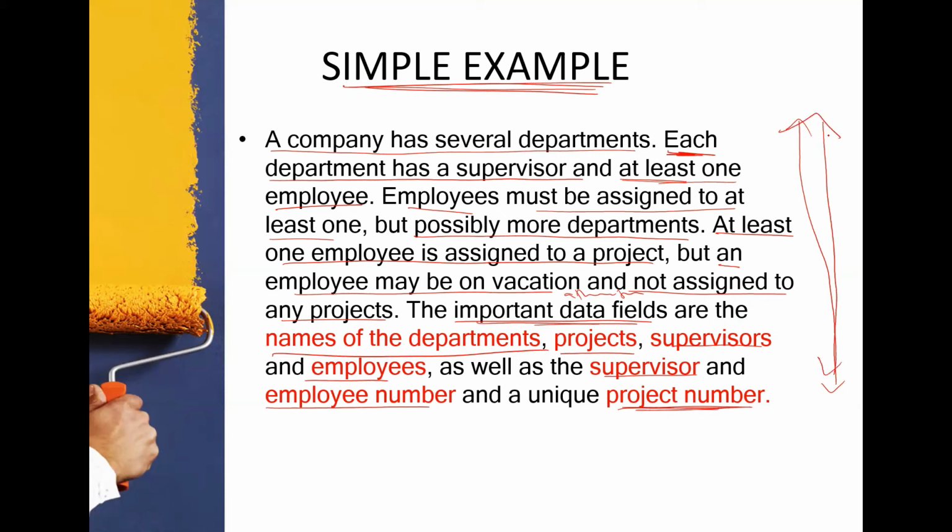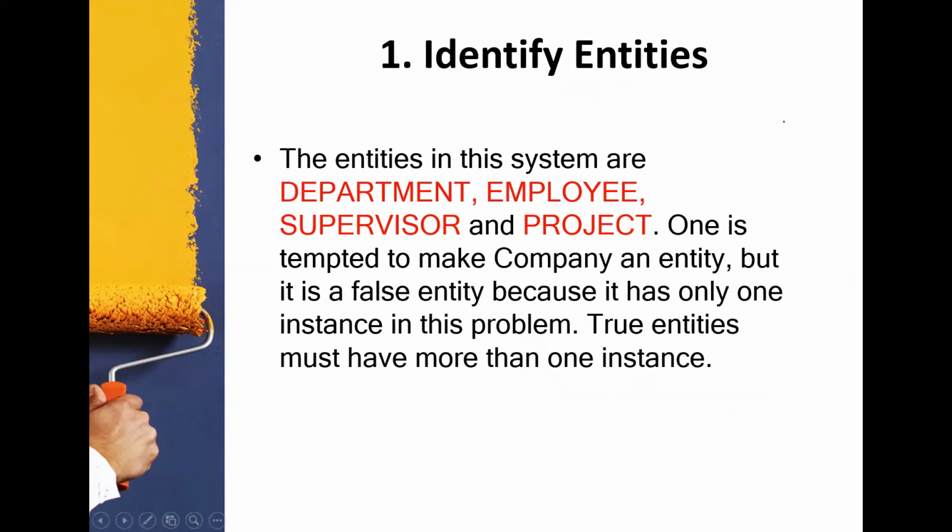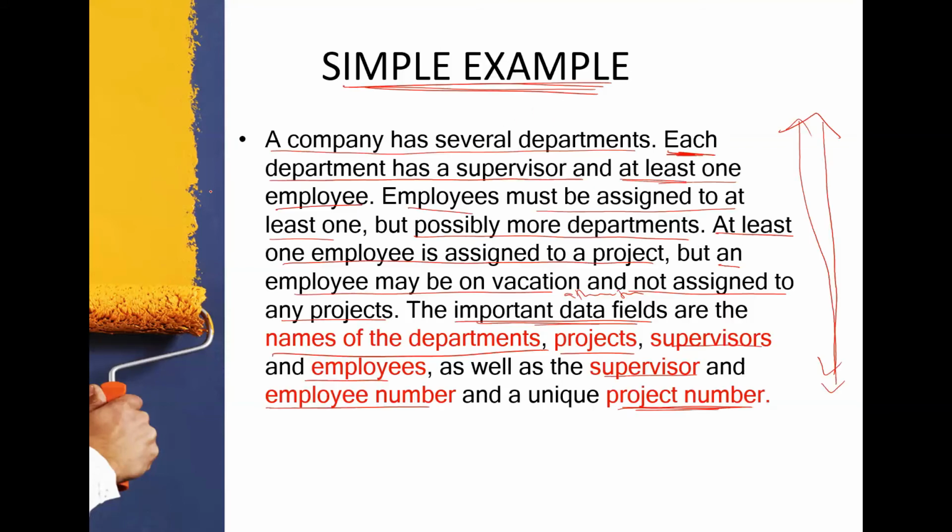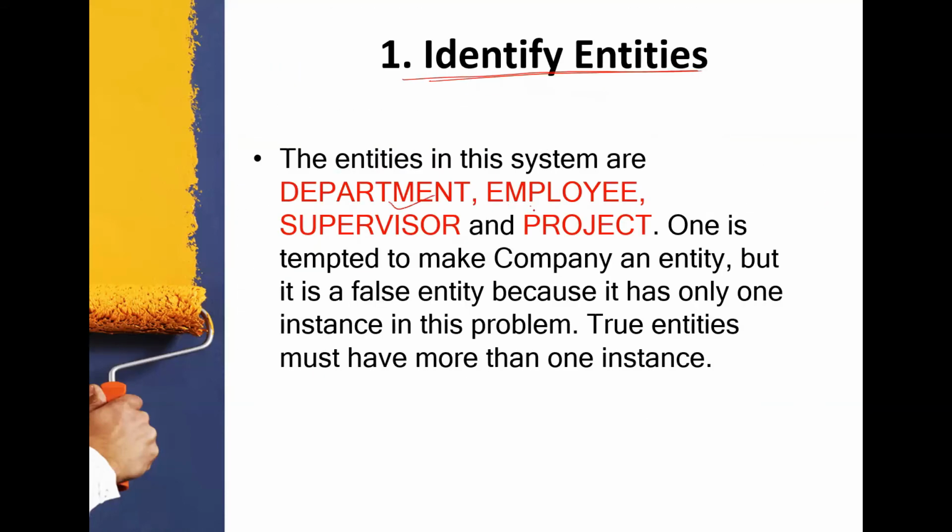Okay, first kali dalam metodologi tu, method dia first kali we need to identify the entities. Kalau kita tengok dekat sini, kat sini kita dah nampak. First dia ada department. Dia ada supervisor, employee, lepas tu dia ada project. Kan? Okay, dia ada 1, 2, 3, 4. Okay, dia ada department, employee, supervisor and project. And akan ada orang tempted to make company an entity.